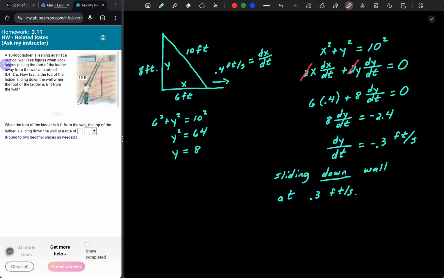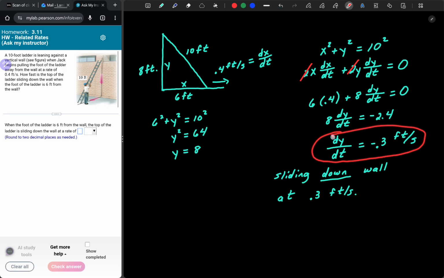So I moved the 6 times 0.4 to the right-hand side. When I do that, it becomes a negative 2.4. Then I divided by 8. Negative 2.4 divided by 8 is negative 0.3. Now this is change in position over change in time. Position in this problem was measured in feet. Time was measured in seconds. So I would say dy/dt is a negative 0.3 feet per second.